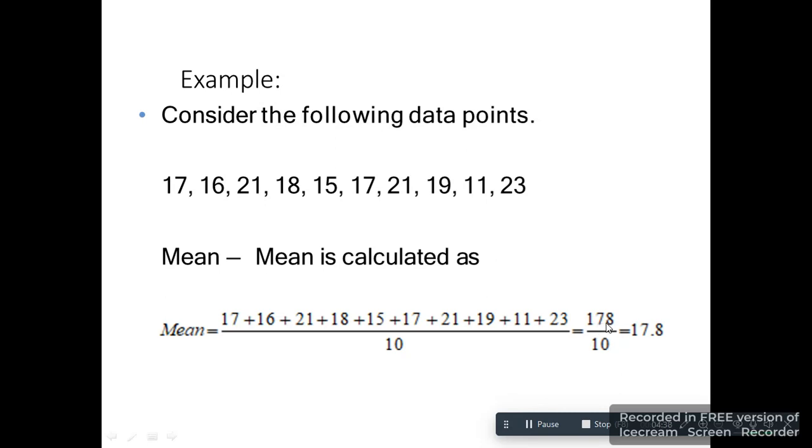So 178 is the total of all these numbers upon 10. Ten is the total count of these numbers. So the mean is 17.8. This is the value of the mean.